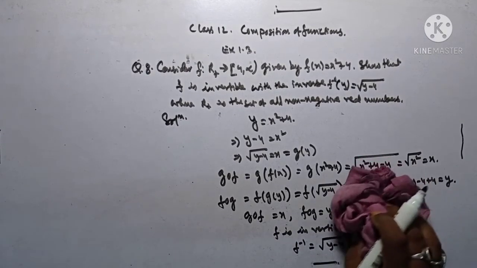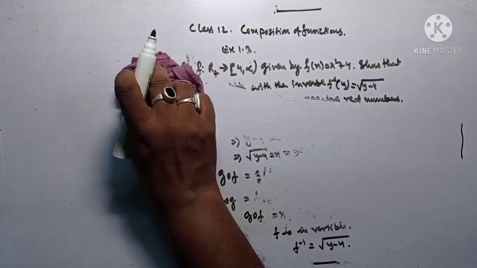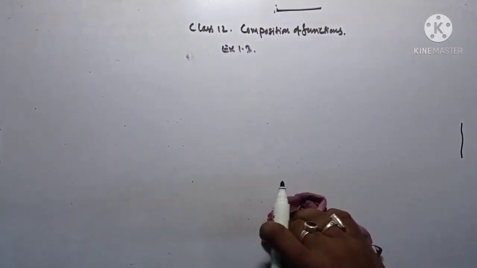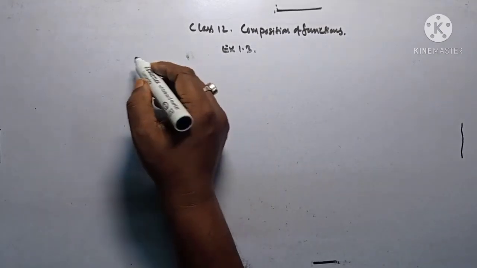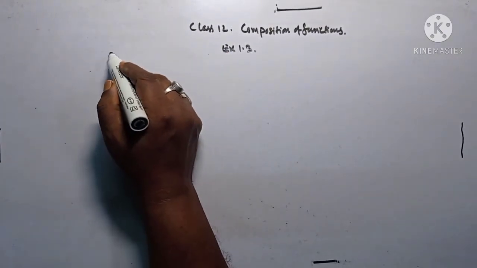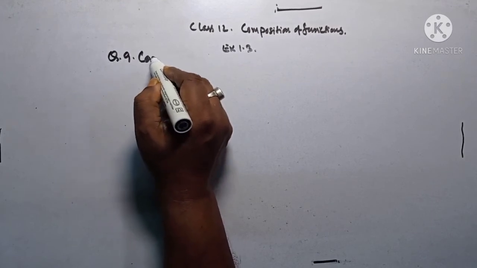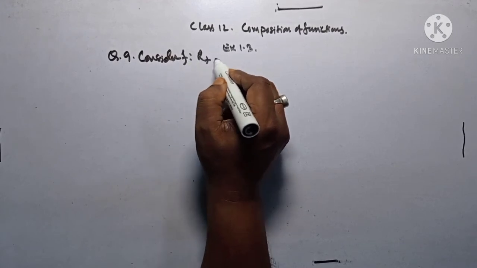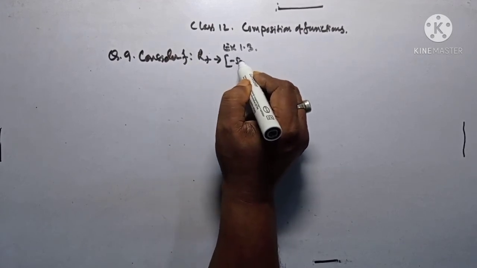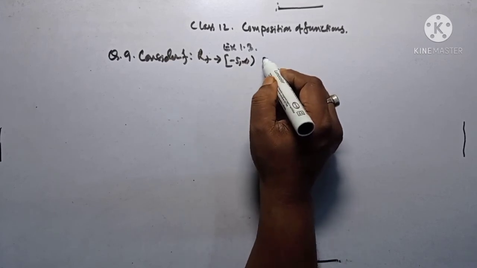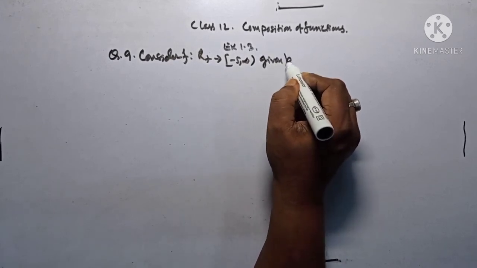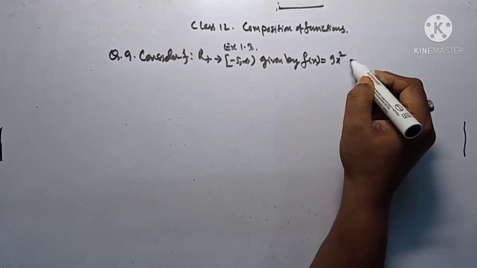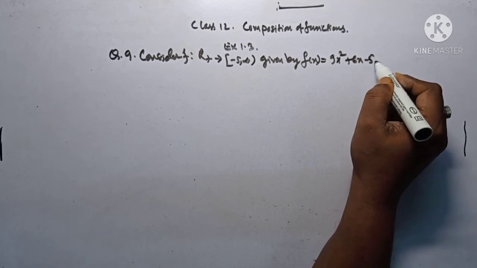Now let me go to question number 9. Your question number 9 is: consider f from R positive to -5 to infinity given by f(x) is equal to 9x square plus 6x minus 5.